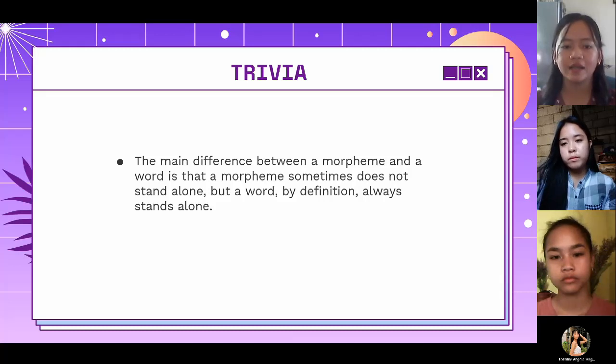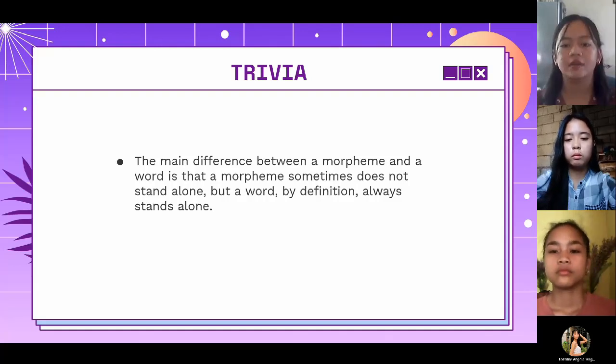So trivia, the main difference between a morpheme and a word is that a morpheme sometimes does not stand alone, but a word by definition always stands alone. So next slide po.